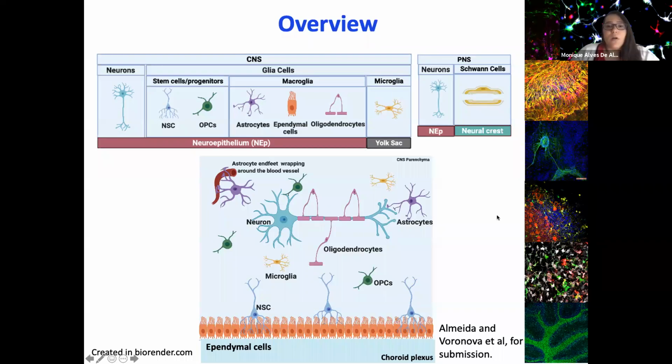So now we will talk about the functions of each glial cell, and we'll start with one of the most abundant glial cells termed astrocytes, which are mainly known for their function in blood-brain barrier maintenance and neuronal nutrition.